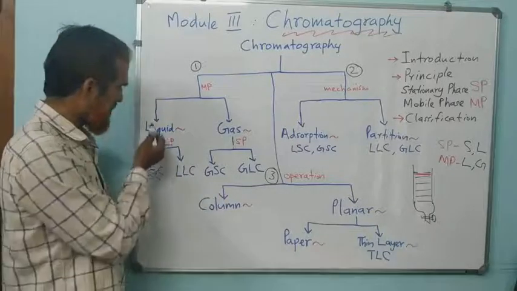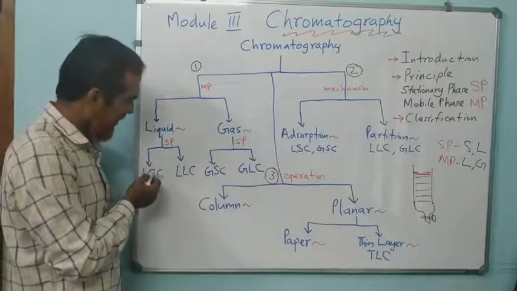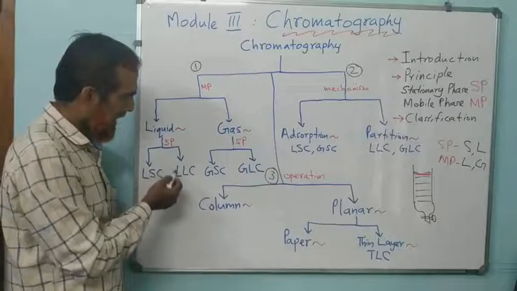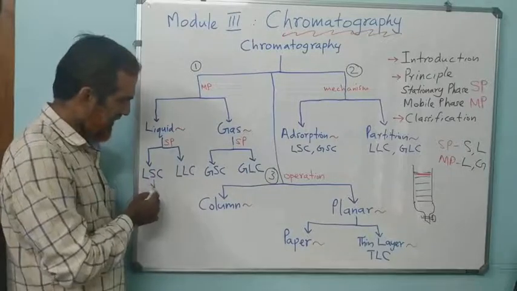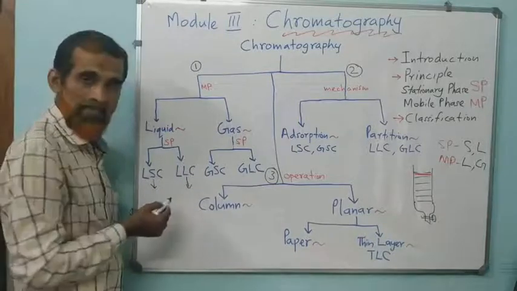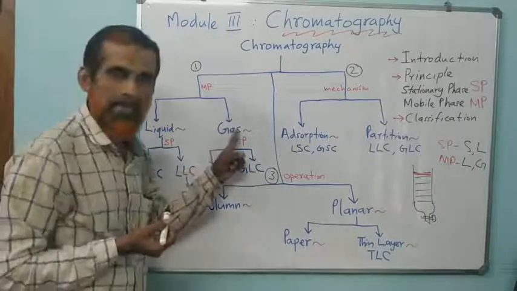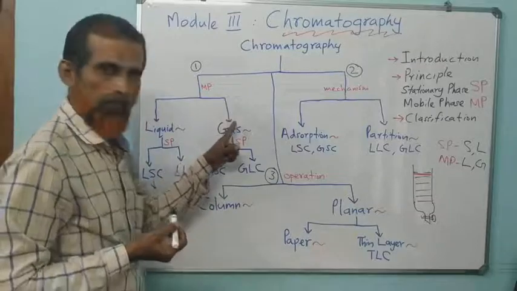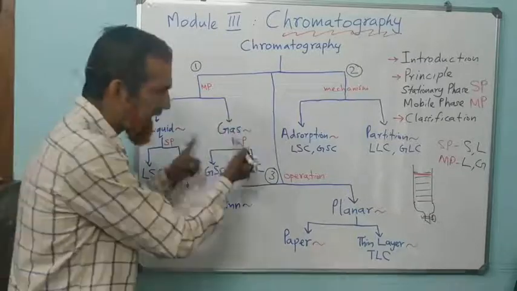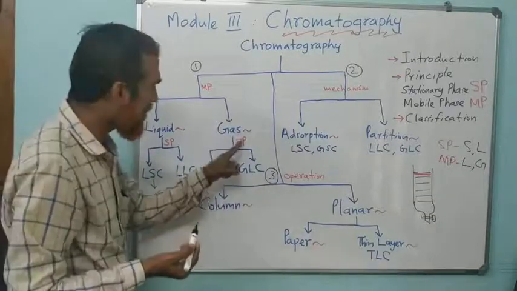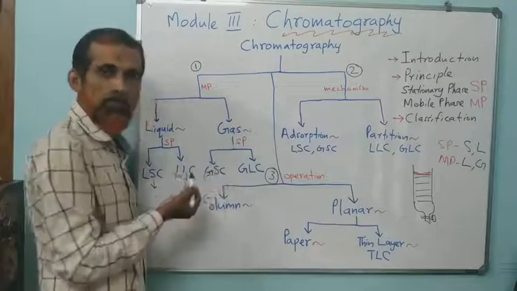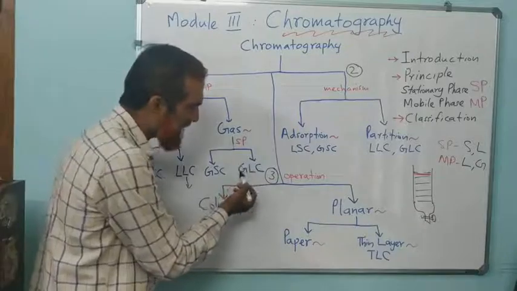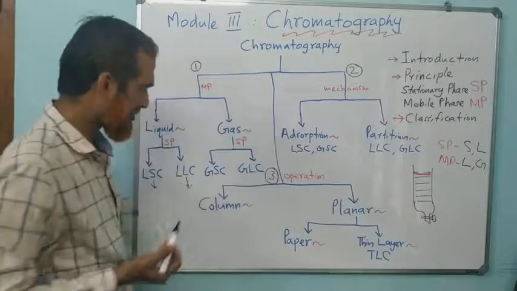Okay, so liquid, because it's liquid chromatography: solid chromatography and liquid chromatography. Here this is the stationary phase and this is the stationary phase here. And the second one is gas chromatography, which is again of two types. Similarly, based on the type of stationary phase, if it is solid, it is gas solid chromatography. If it is liquid, gas liquid chromatography.